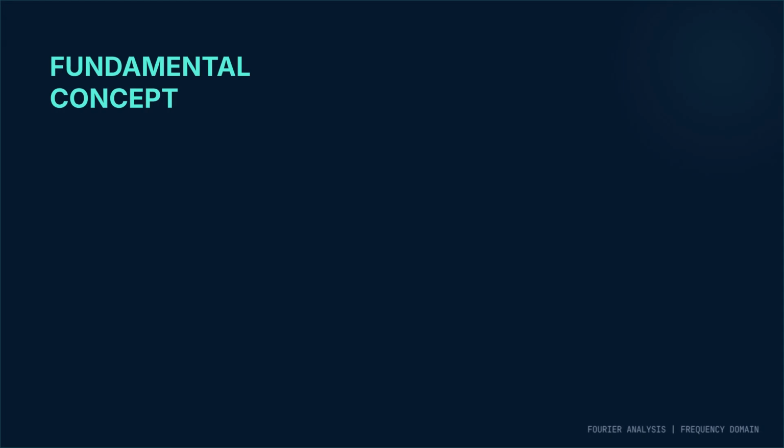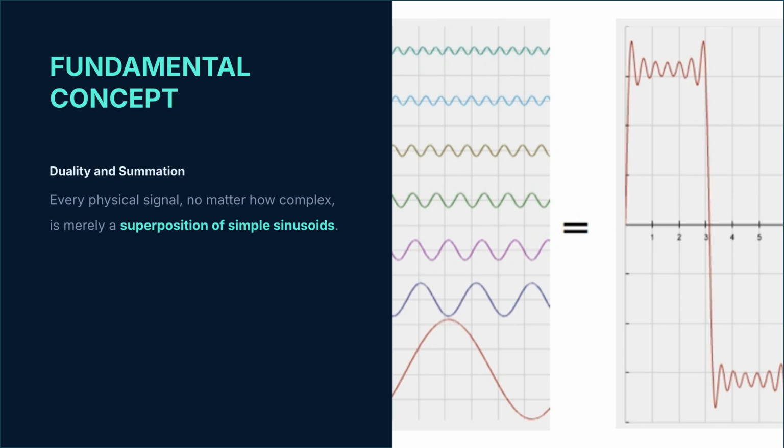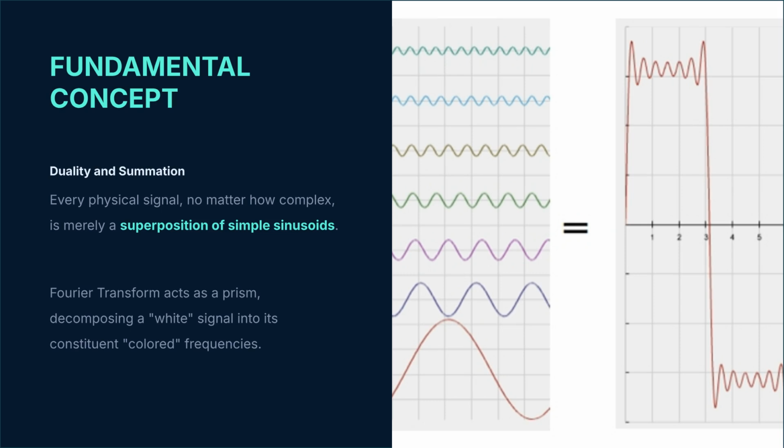The fundamental concept is duality and summation. Every complex physical signal is a superposition of simple sinusoids. The Fourier transform acts like a prism, decomposing a signal into its constituent colored frequencies.